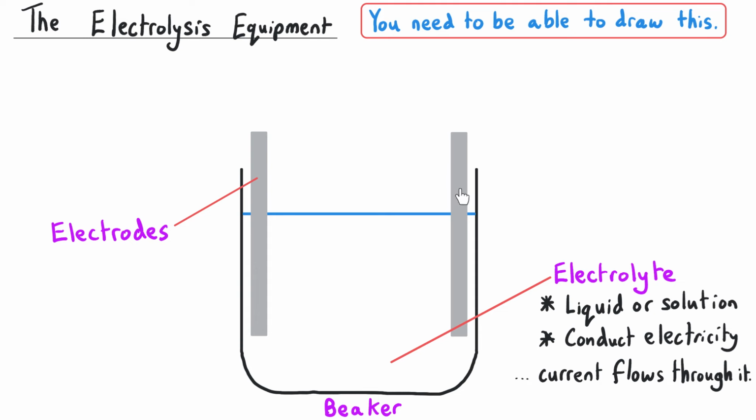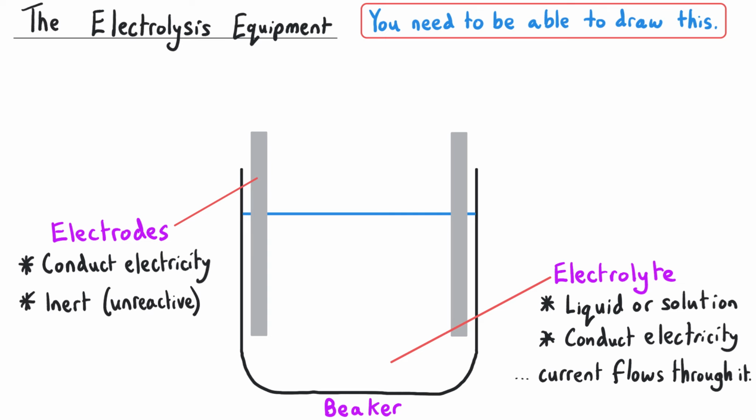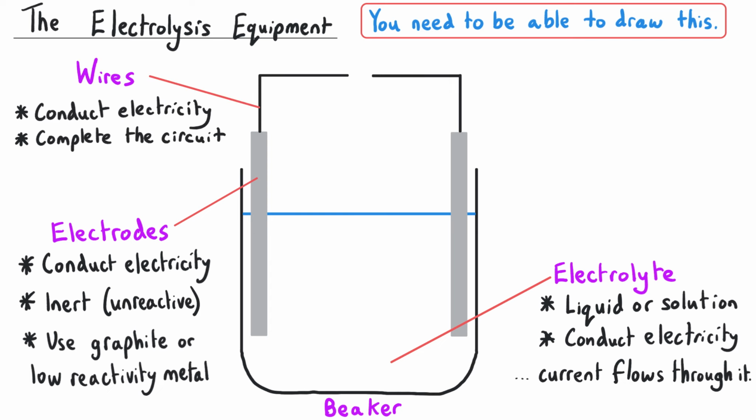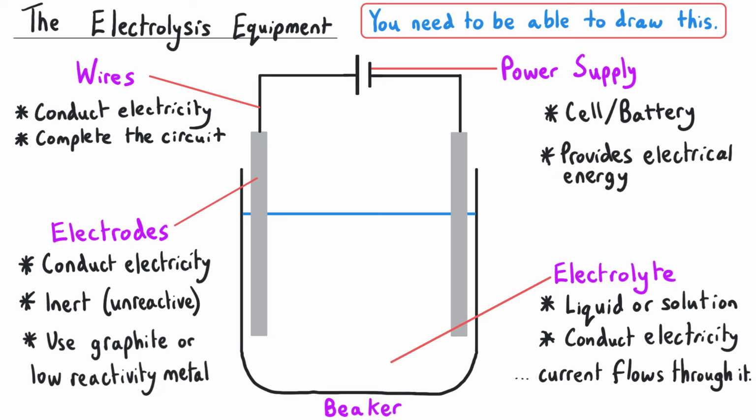These electrodes also need to be able to conduct electricity, and it's really important that they are inert. That means that they are unreactive. Typically, we'll use carbon in the form of graphite or a low reactivity metal, for instance, platinum. The electrodes are then connected to wires and they conduct electricity and complete the circuit, and the final component that we need is some kind of power supply, for instance a cell or a battery, that provides the electrical energy which is the driving force behind the process.